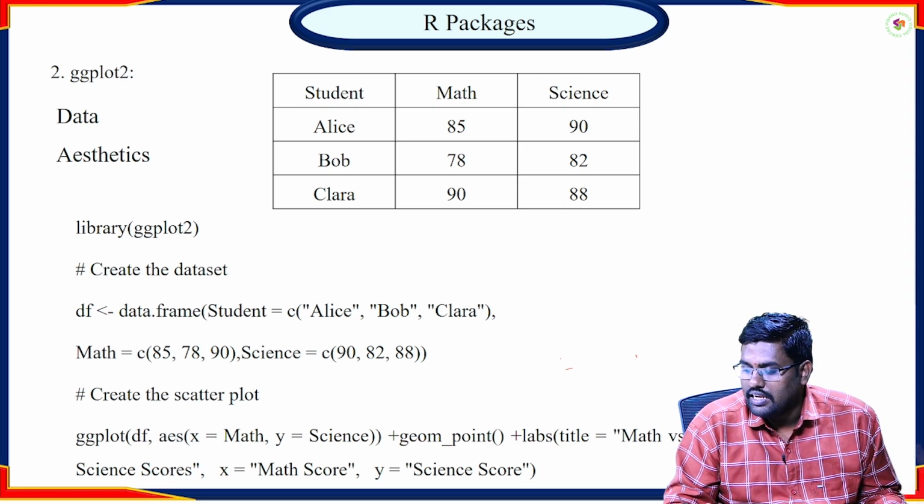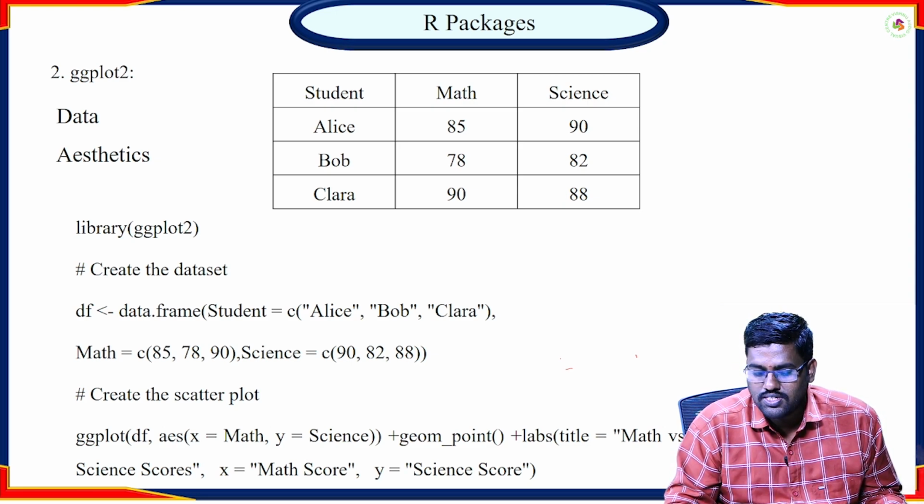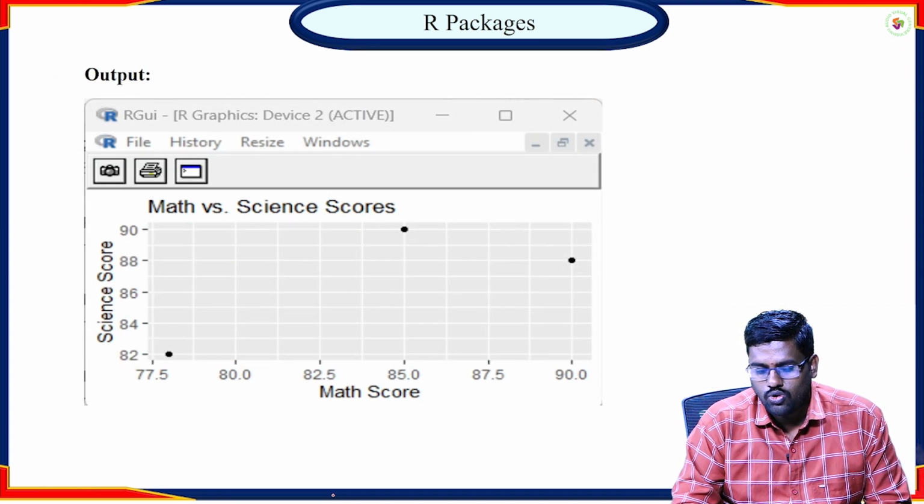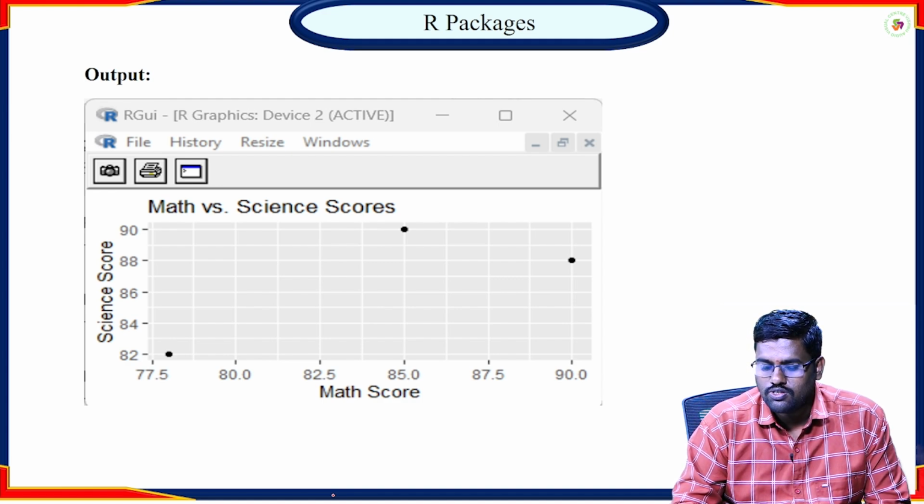labs of title means the header name: math versus science score, with x-axis and y-axis labels. I will show you the output. Math score and science score along with the values, whatever we have defined, those values will be represented in the form of points. First we are defining math score values: 78, next 85 and next 90.